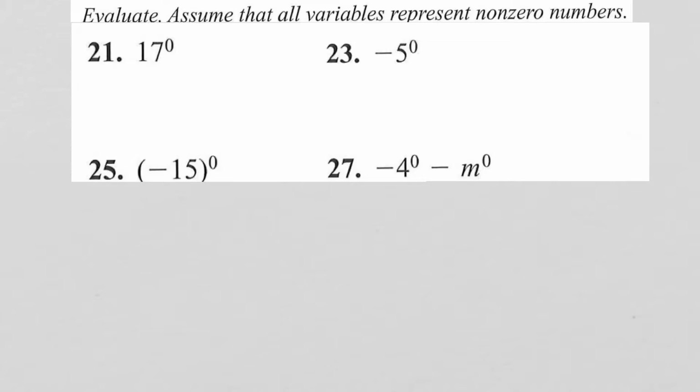Okay, a common mistake is to think that this is 0, but anything to the 0 power, any non-zero number to the 0 power is 1. So it doesn't matter what the base is. When you take it to the 0 power, it's just equal to 1. This right here is equal to 1, but then you tack on the negative, so you end up with -1.